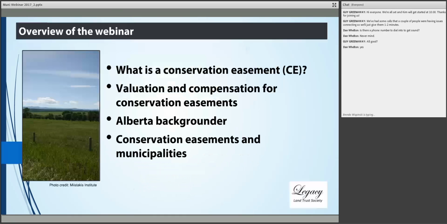So with that, the overview of today is we're going to start really basic. What is a conservation easement? Talk a little bit about where we get them from in this province. A little bit about value and compensation. This is an area, if people have a basic knowledge of conservation easements and understand them on a basic level from a land trust perspective, sometimes it gets confusing as far as how valuation and compensation works. We'll talk about where it comes from in Alberta, and then we're going to talk about conservation easements and municipalities.